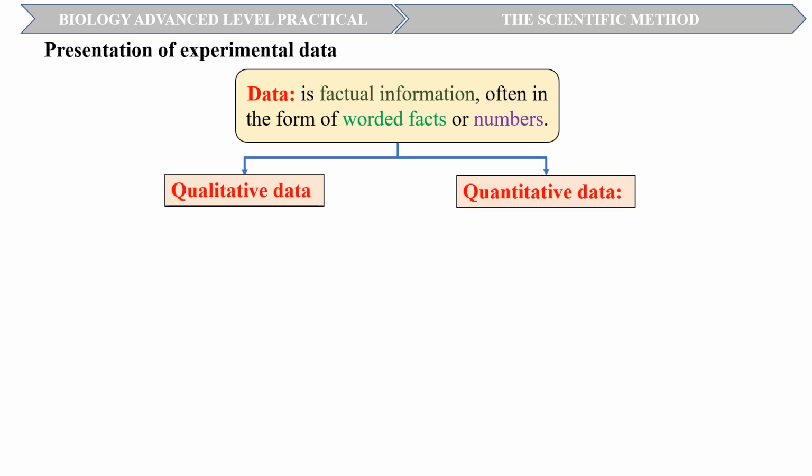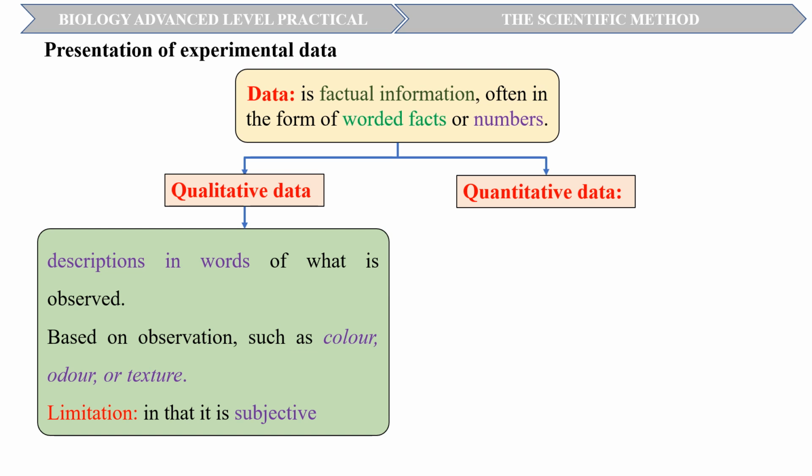Scientists collect two types of data, qualitative data and quantitative data. Qualitative data is description in words of what is observed. They are based on some quality of an observation, such as color, odor, or texture. This type of data has a limitation in that it is subjective. That is, it is based on the appreciation of the observer.